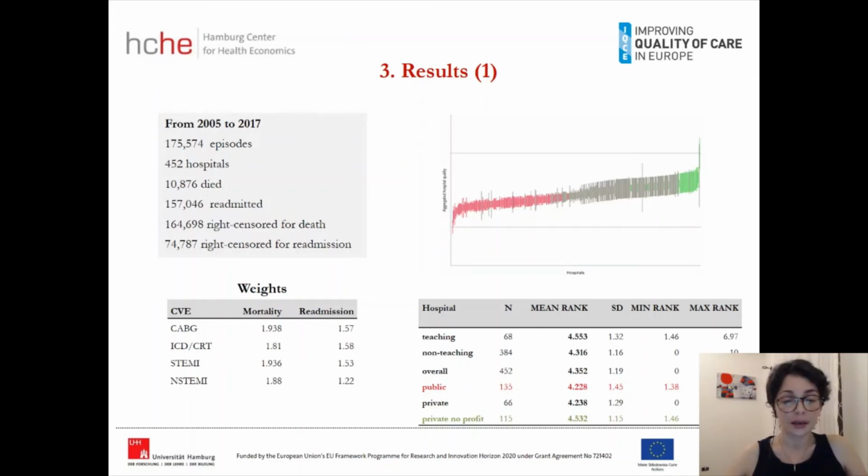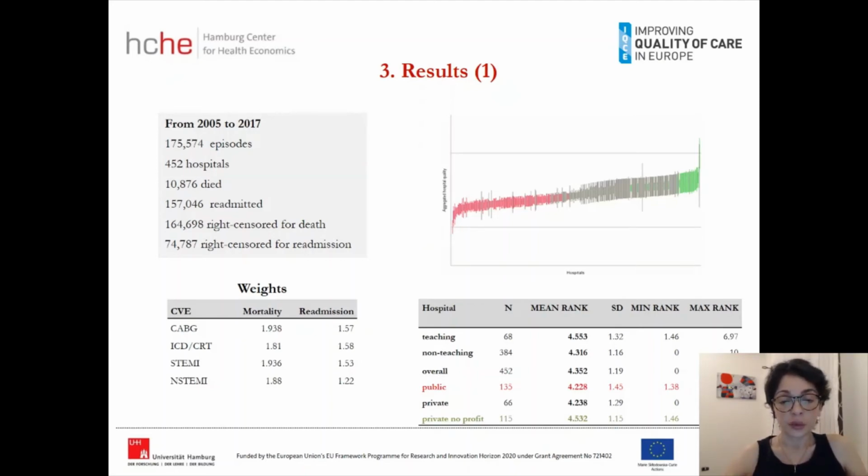11 people died, and 157,000 people were readmitted. The weights for mortality showed a higher value for all cardiovascular events with respect to readmission. In other words, we are able to estimate mortality with more precision, and also to give these events more weight in their overall classification, in the overall rank.